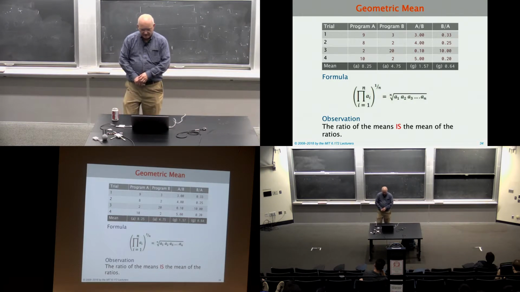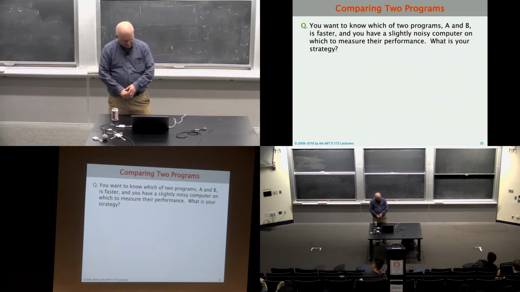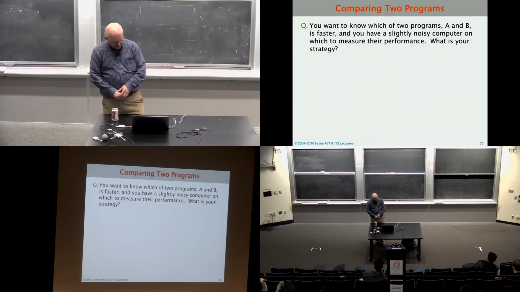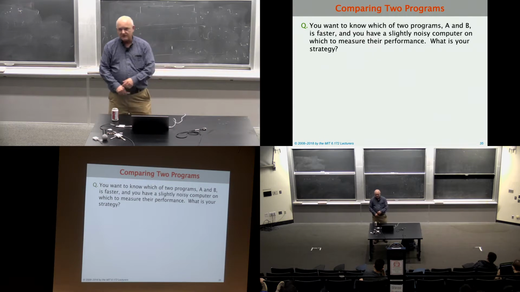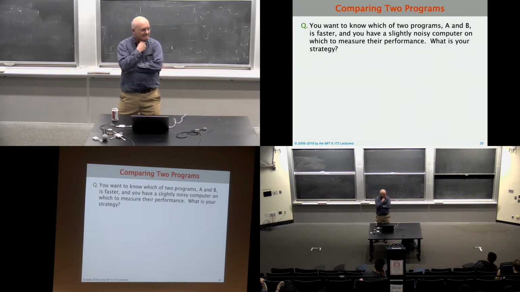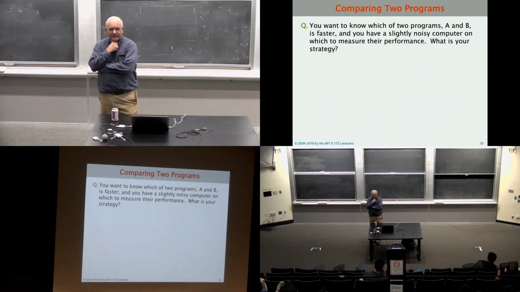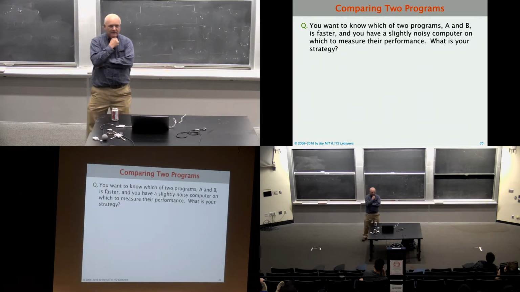Okay. Suppose I want to compare 2 programs, A and B, which is faster. And I have a slightly noisy computer on which to measure their performance. What's a good strategy? What's a good strategy for comparing them, figuring out whether A is better than B or B better than A?